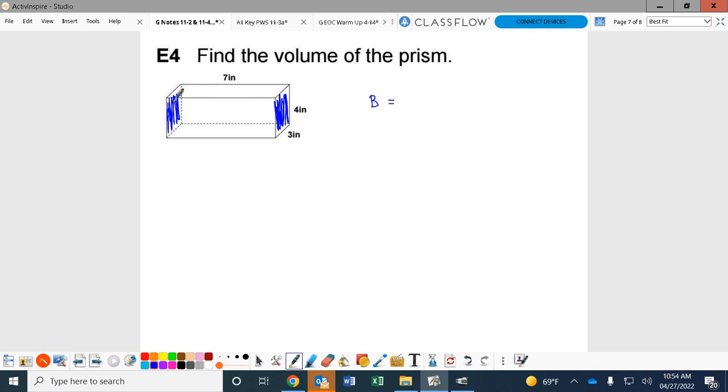Okay, these are our bases. We want to find the area of this rectangle on the end. What is the formula for the area of a rectangle again? Length times width. Base times height is the same idea, but it's length times width. So the area of the base is going to be 3 times 4, or 4 times 3. It doesn't make any difference what order it goes in.